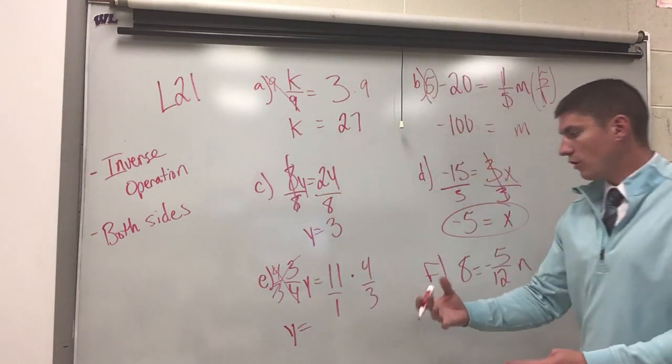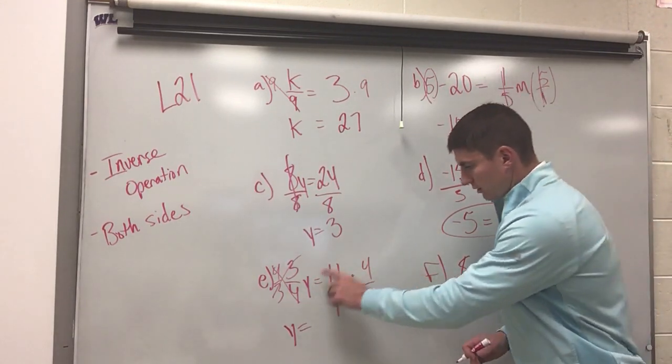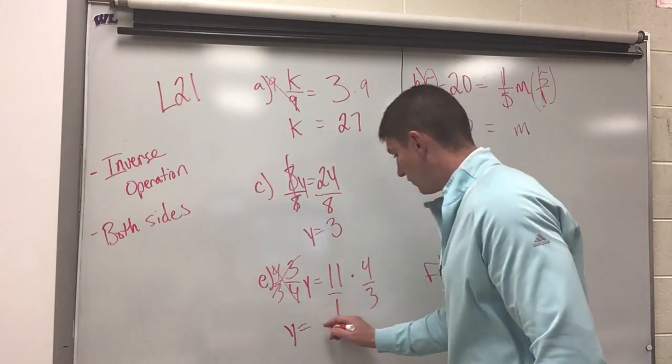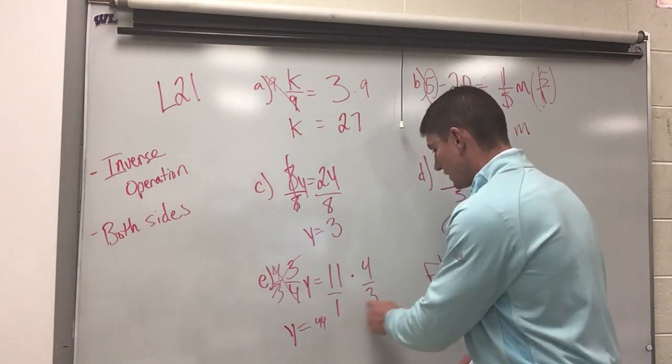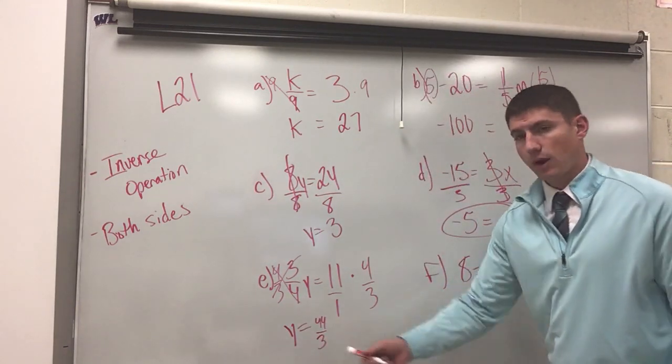Now if I would multiply this out, numerator times numerator, denominator times denominator, I'd look first to see if there's anything to cancel. If there's not, then I go ahead and multiply. 11 times 4 is 44, 1 times 3 is 3, and there's my answer as an improper fraction.